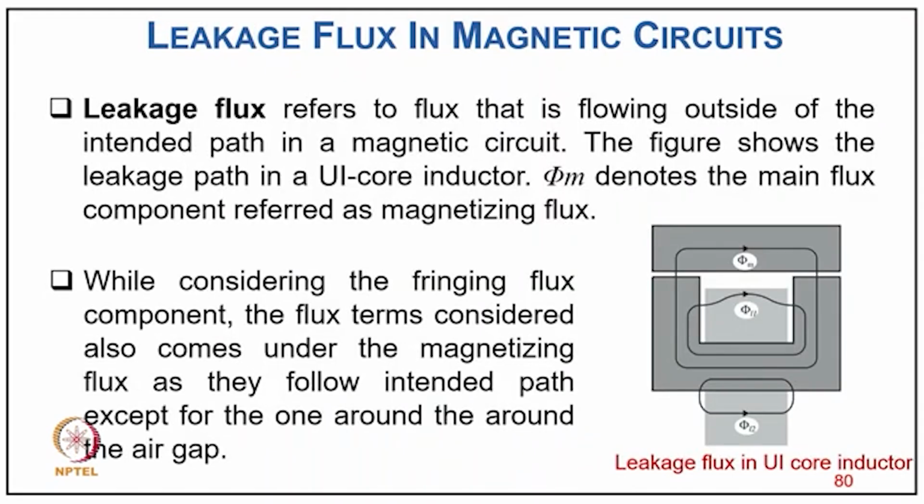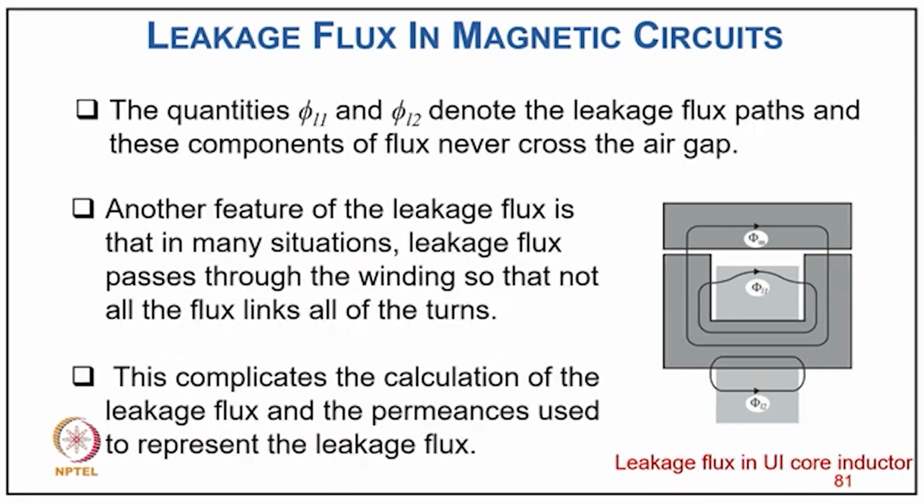So now coming to leakage flux in magnetic circuit, the leakage flux refers to flux that is flowing outside of the intended path in a magnetic circuit. The figure shows the leakage path in UI core inductor, and phi m denotes the magnetizing flux component. While considering the fringing flux component, the flux term considered also comes under the magnetizing flux, and they follow the intended path except for the one around the air gap. So phi L1 and phi L2 denote the leakage flux path, and these components of flux never cross the air gap. They are confined only to that part.